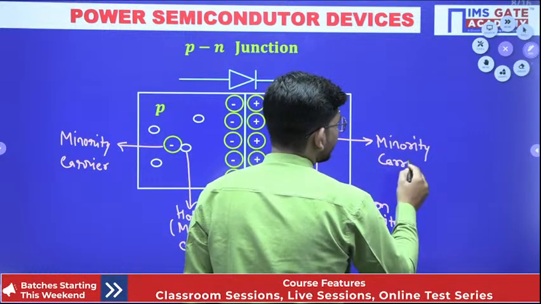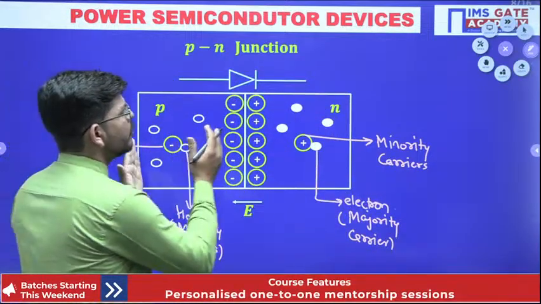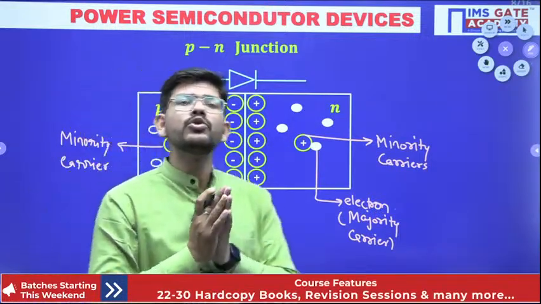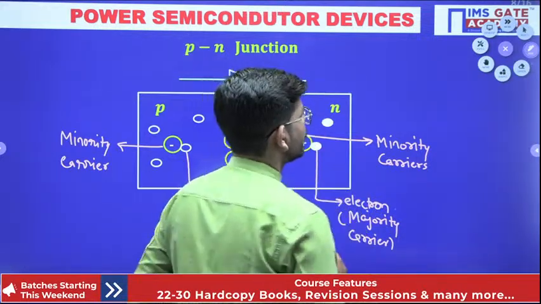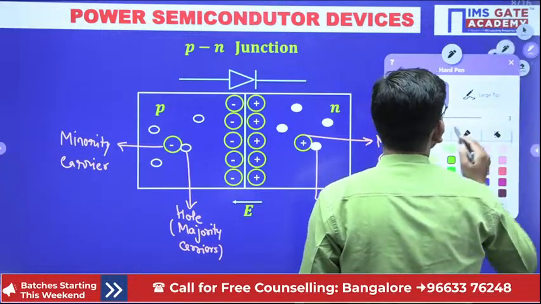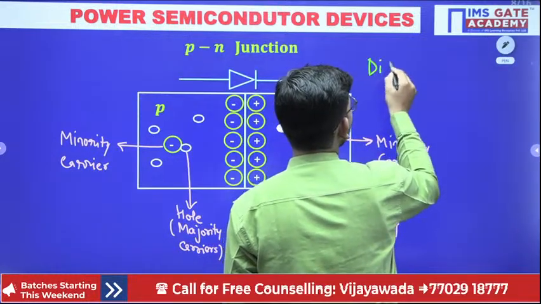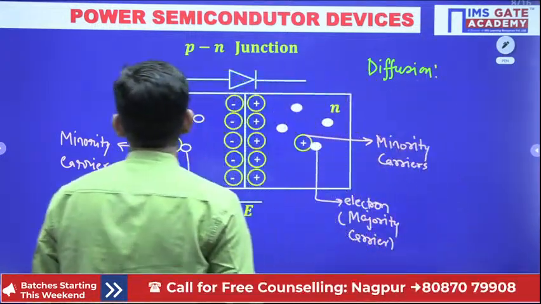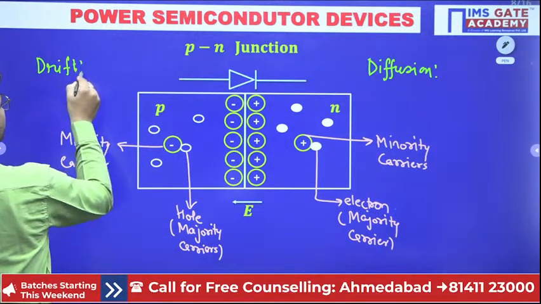Now if we join one P layer and one N layer, then what will happen? The current will be caused through two processes, diffusion and drift. These are the two words I am calling: diffusion, and drift. So the current might be due to these two processes, diffusion and drift.